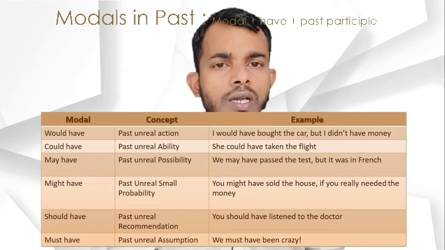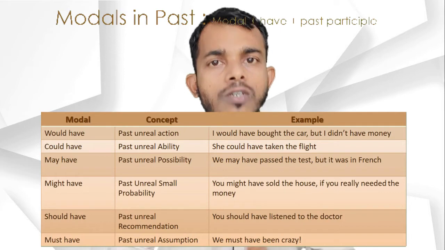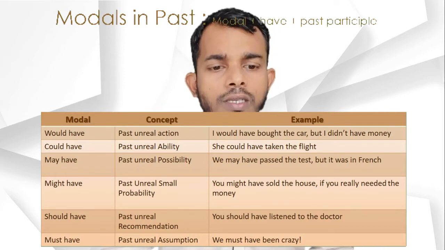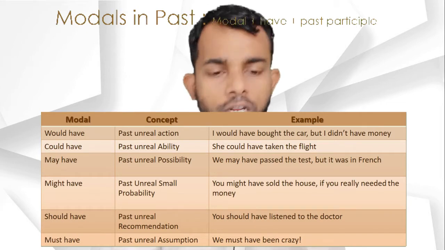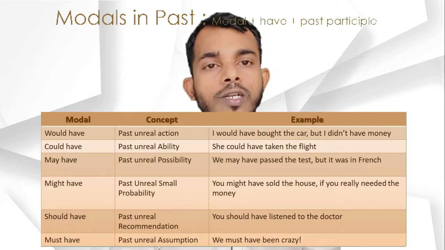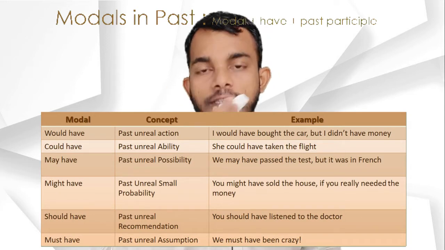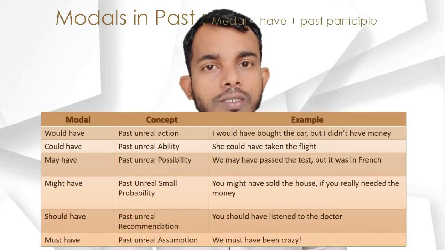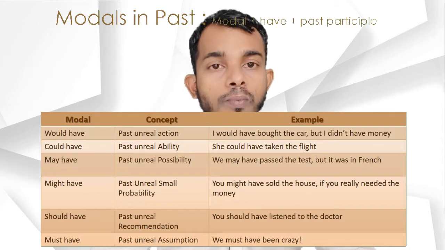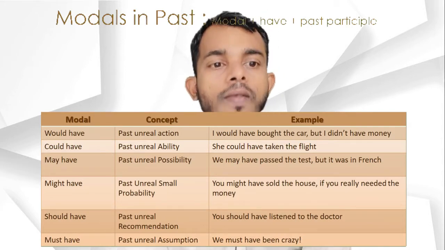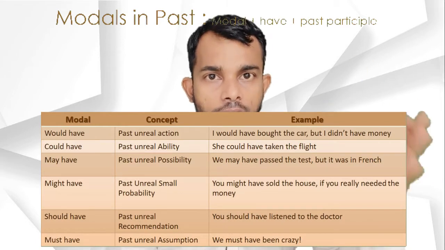If you wanted to know, you can ask him. He might have completed the paper correction. Then, should have also shows an unreal recommendation. Must have shows an assumption. These are the usages of these past modals. Modals in the past can be formed using modal plus have plus past participle form.